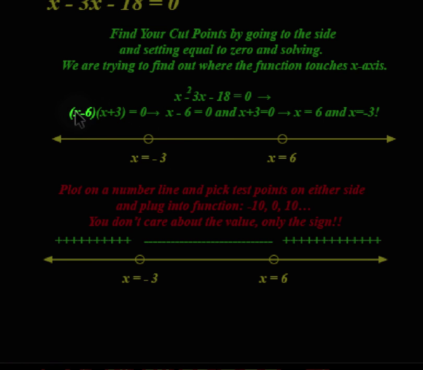Plugging in 0, this is negative 6 times positive 3. It's going to be a negative 18. Again, it doesn't matter that it's 18, just that it's negative. So I indicate that with minus signs. And then plug in 10, you'll see that both of these are positive, giving you a positive product.